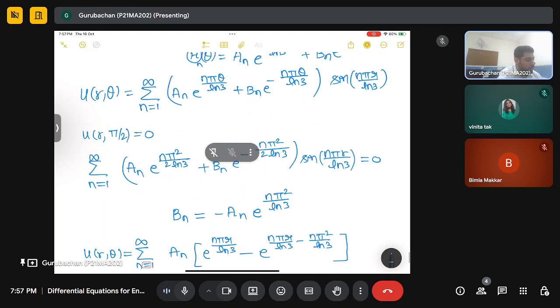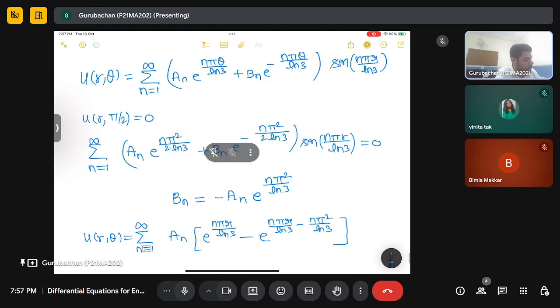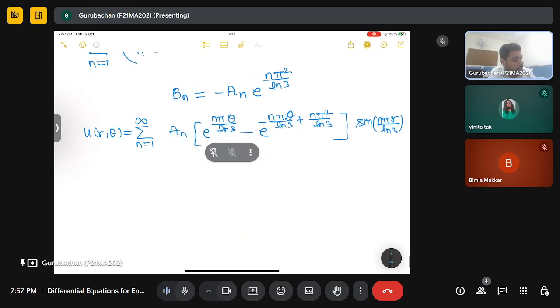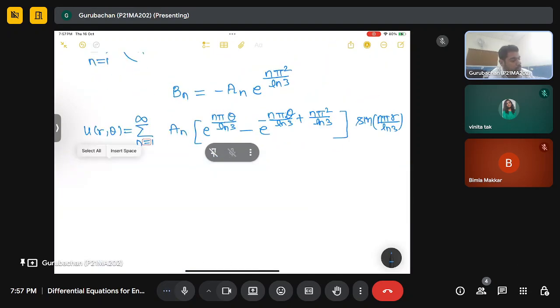I think this will you get. So this is minus, so this will be plus sin(nπr/ln3). So here θ. Okay. The next condition you have given is u(r, π/2) is (r−1)(r−3).